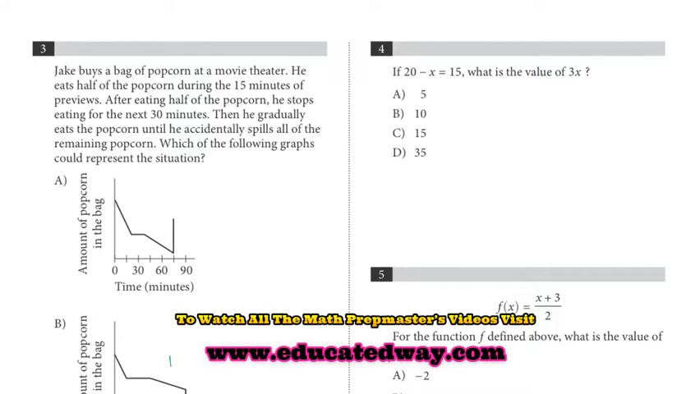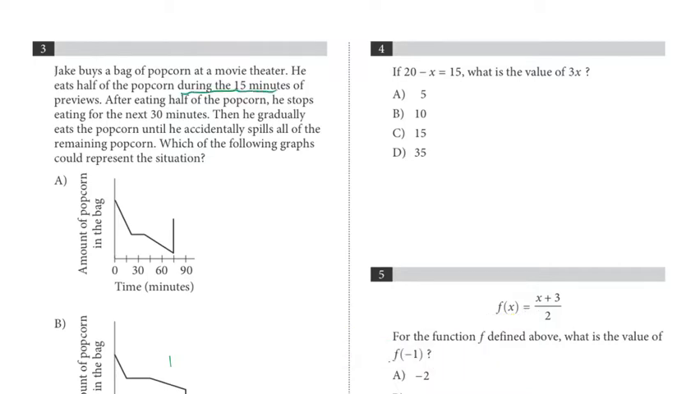Okay, so let's look at the pertinent information again. He eats half of the popcorn, Jake, during the first 15 minutes. After eating half of the popcorn, he stops eating for the next 30 minutes. Then he gradually eats the popcorn until he accidentally spills the rest of the popcorn. So let's look at each of the answer choices below.